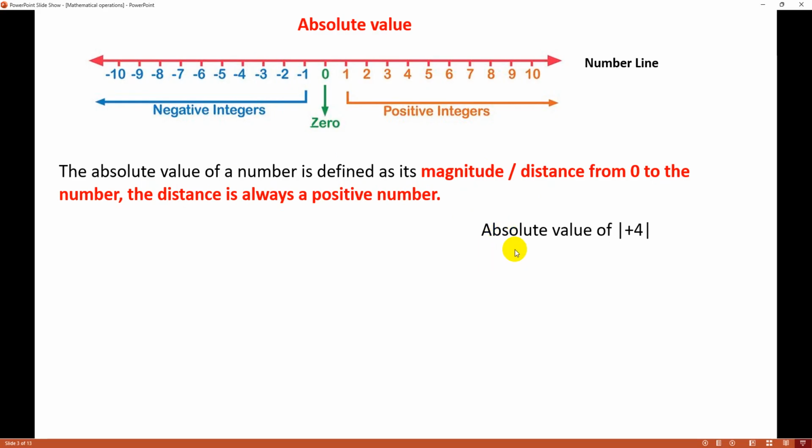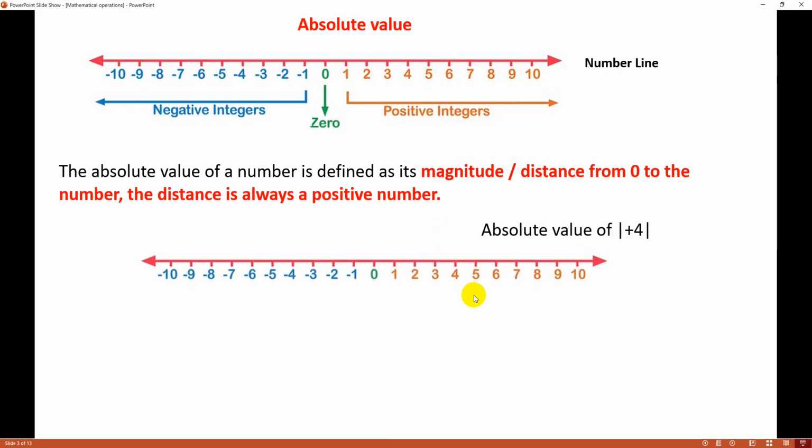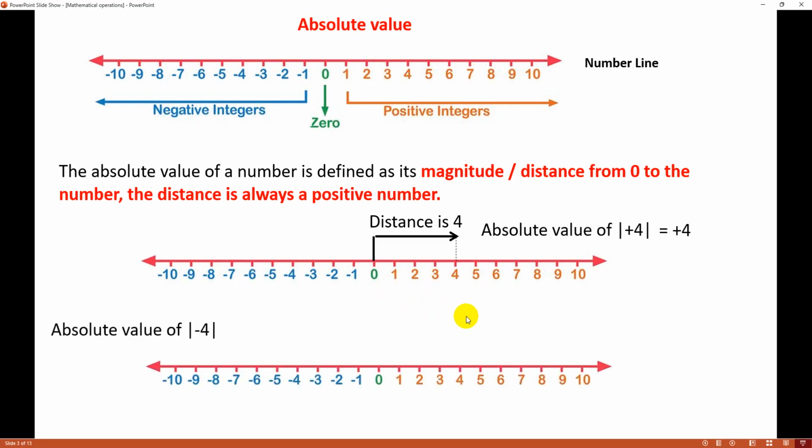For example, if we want to find the absolute value of positive 4, we take our number line and we just calculate the distance from 0 to positive 4. And that distance is going to be 4. So that's what the absolute value of positive 4 is, 4. Now the absolute value of negative 4 would be the distance between 0 and negative 4, and that distance is 4. So it will be positive 4.